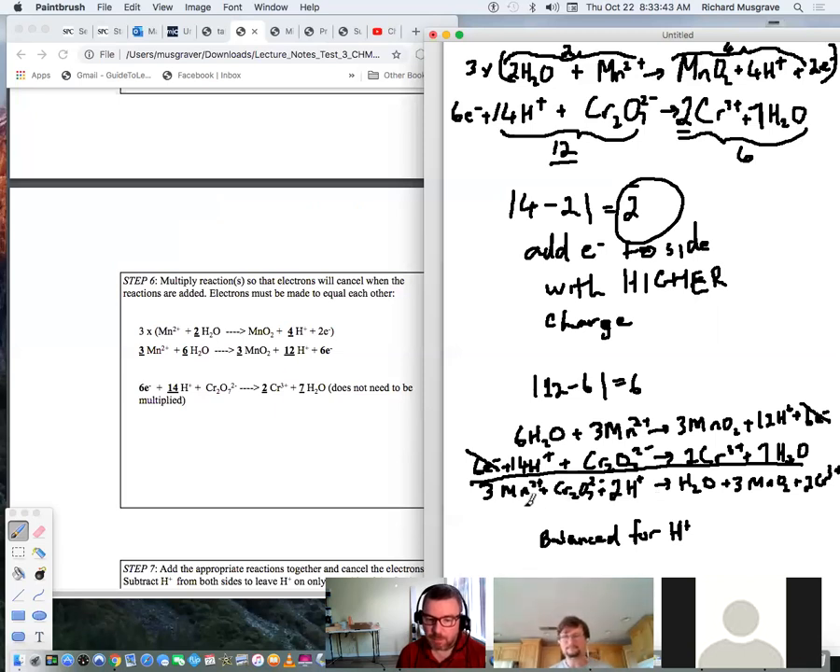Charges, I'll write the charges underneath here so you can see. So it's 3Mn2+, that's 6. We've got -2 and we've got +2. So -2 for dichromate, 2H+, that's +2. Total charge here is going to be 6 on the left side. On the right side, we've got 0 for the water, 0 for the MnO2. 2 times 3 is 6. Total is 6 on this side as well. So the charges match on each side as well.